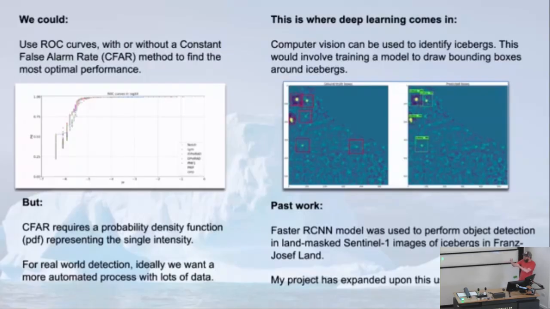For real-world detection and for operational purposes, we need something that's more automated, takes a little less time, and is more efficient. This is where this deep learning approach comes in with computer vision, and we can use it to identify icebergs by drawing bounding boxes around the objects. In the past, we've actually tried this with Faster R-CNN. The problem that we had is that the machine we were using was a little outdated, so we had to expand upon this more efficiently using this YOLOv8 model. Basically, it does only one forward pass in a region.